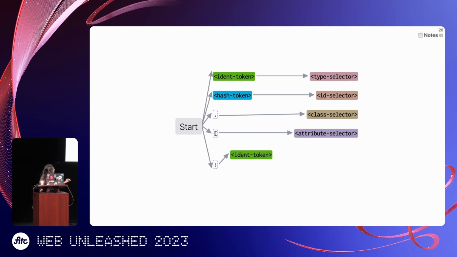If it's an ident token, then it's a pseudo-class. Again, this is very simplified. There are exceptions, but that's the general idea. If it's another colon, then we have a pseudo-element selector. So this is not by coincidence.